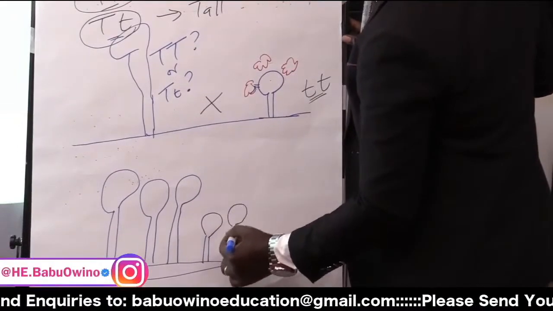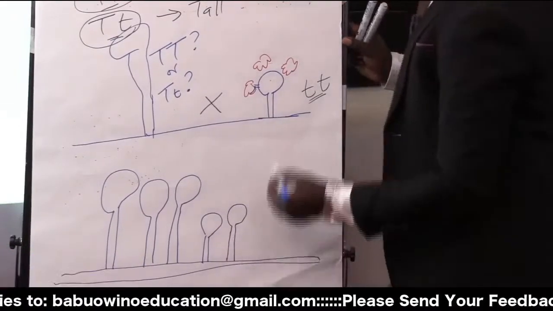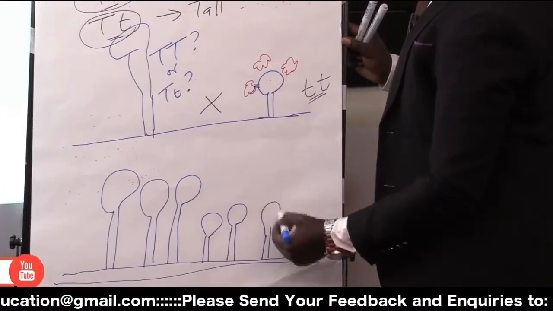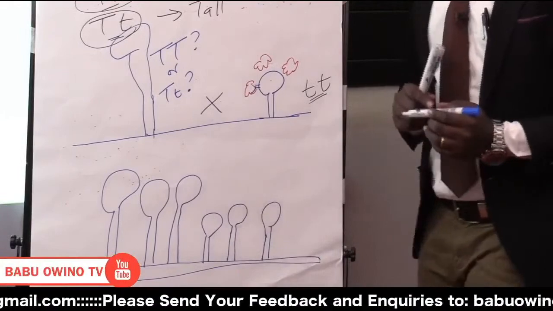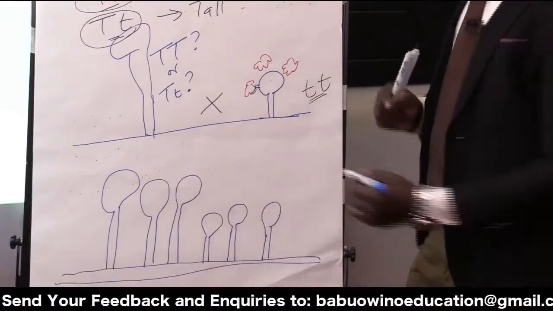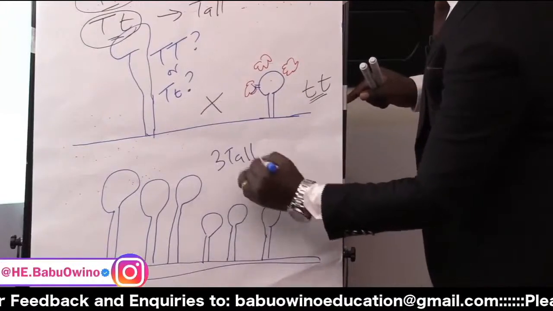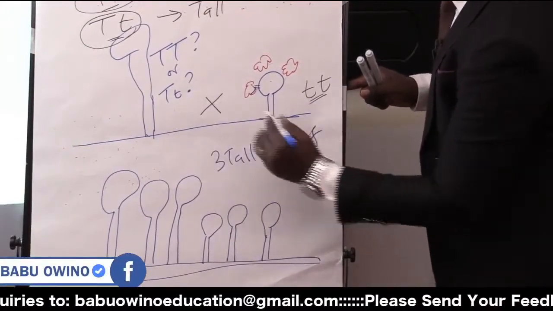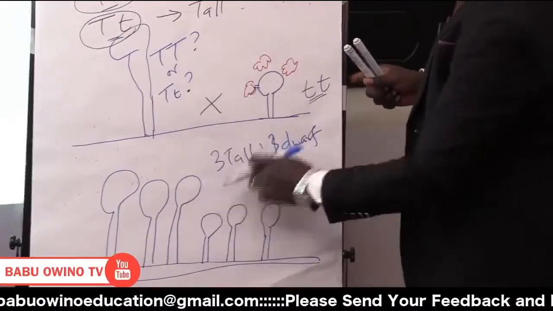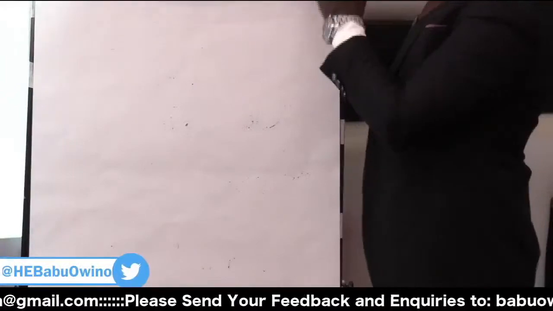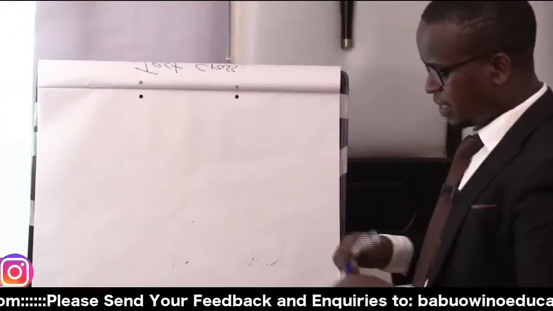So let us imagine a scenario where I have collected the seeds, maybe after 3 months or after 2 months. And if I grow them, I find this scenario. I find a case where three plants are tall and three plants are dwarf. So it is three tall to three dwarf, which translates into a ratio of one tall to one dwarf plant. How is that ratio going to be important to me in my genetic cross?